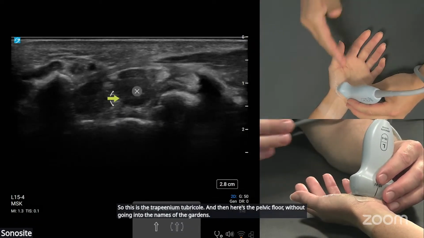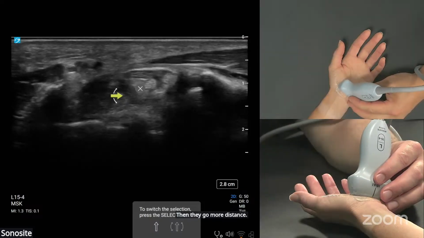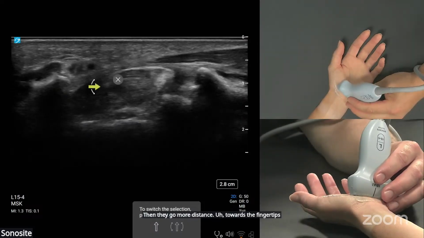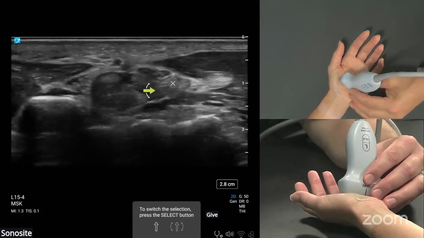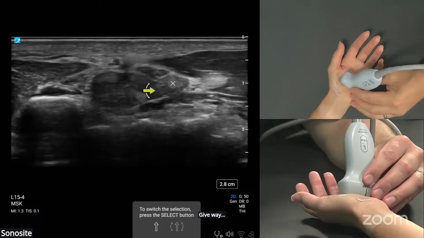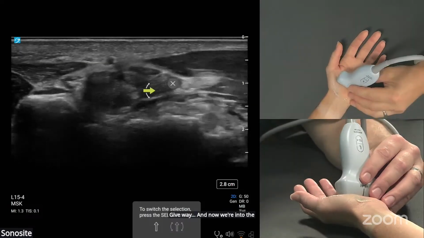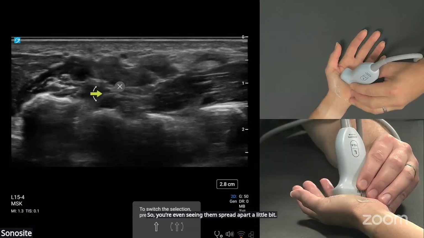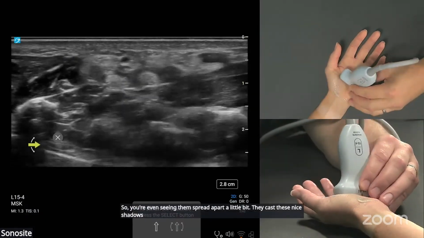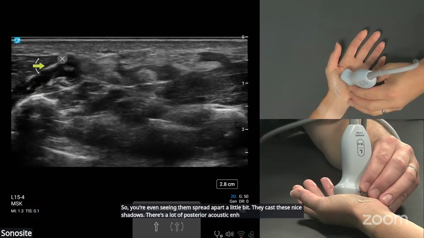And then as I go more distal, towards the fingertips, you'll see those two distal bone landmarks give way. And now we're into the metacarpals. So here you can see them spread apart a little bit. They cast these nice shadows. There's a lot of posterior acoustic enhancement on the sides because of these muscles.